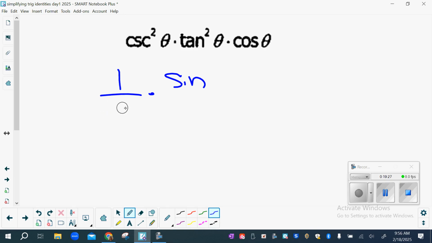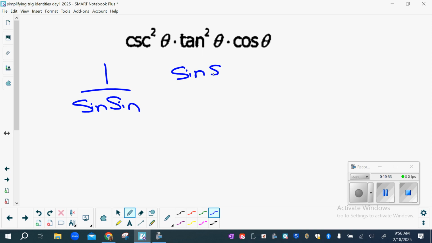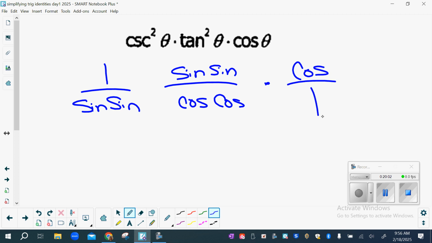Oh, sorry. Wait a second. I lied to you on this one. We've got to talk about this one. It's cosecant squared. So that means it's 1 over not 1 sine, but 2 sines. So you can either write it as sine squared, or what I do, sine sine. Why do I do it that way? Because it's easier to cancel. Tangent squared is going to be sine sine over cosine cosine. And finally, cosine over 1. How does that look to everybody? Are we okay? Okay, now let's cancel.